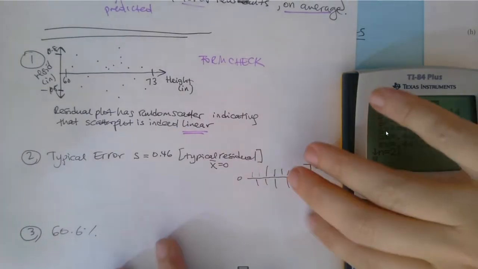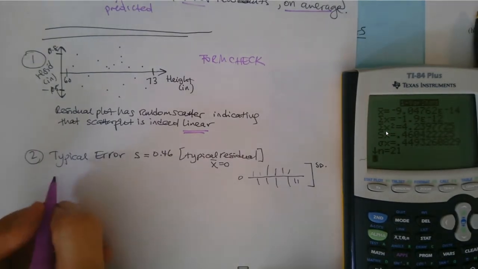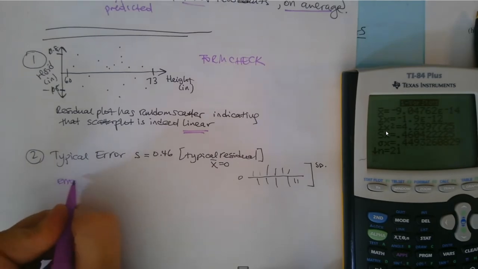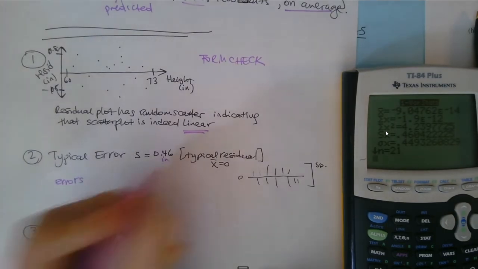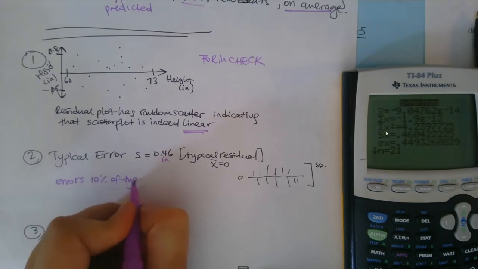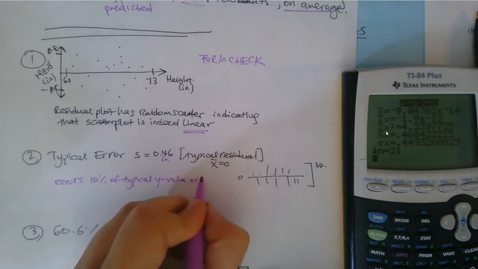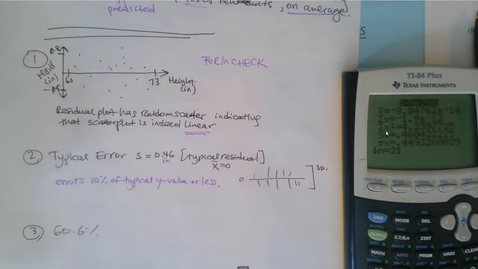This is lovely. All right, so what does this mean? A good sign is errors, and this is in inches, errors that are 10% of a typical Y value or less. That means our line is really good at predicting, and the errors it makes are not huge, and we're not concerned about it.